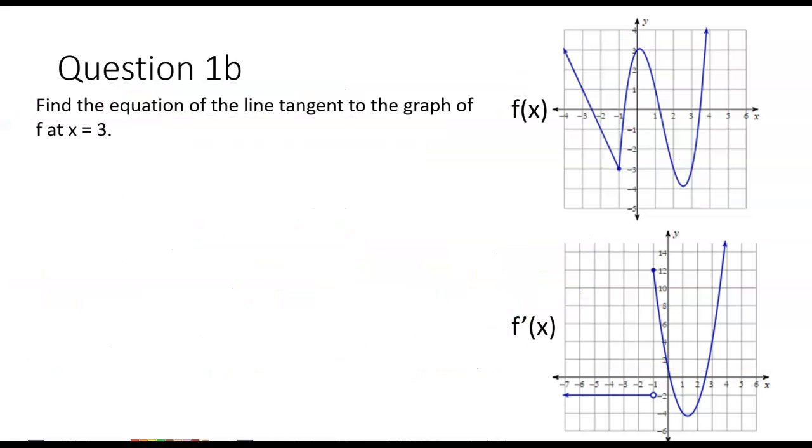Question 1b. Find the equation of the line that is tangent to the graph of f at x equals 3. So when you're looking for a tangent line, you need 3 things. You need an x value, you need a y value, and you need a slope.